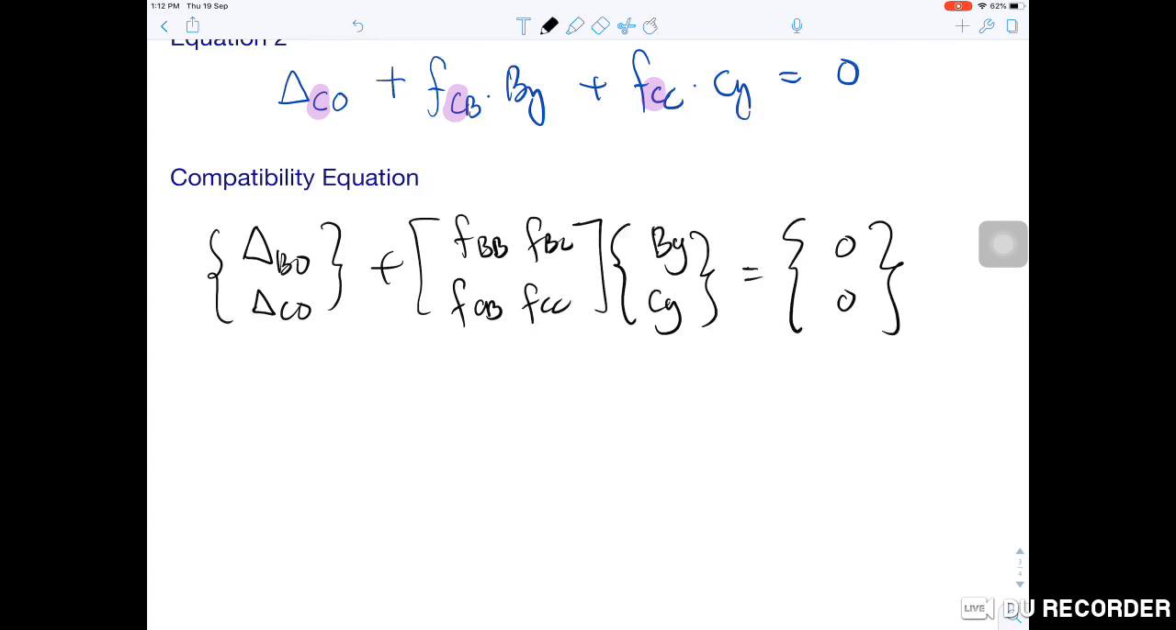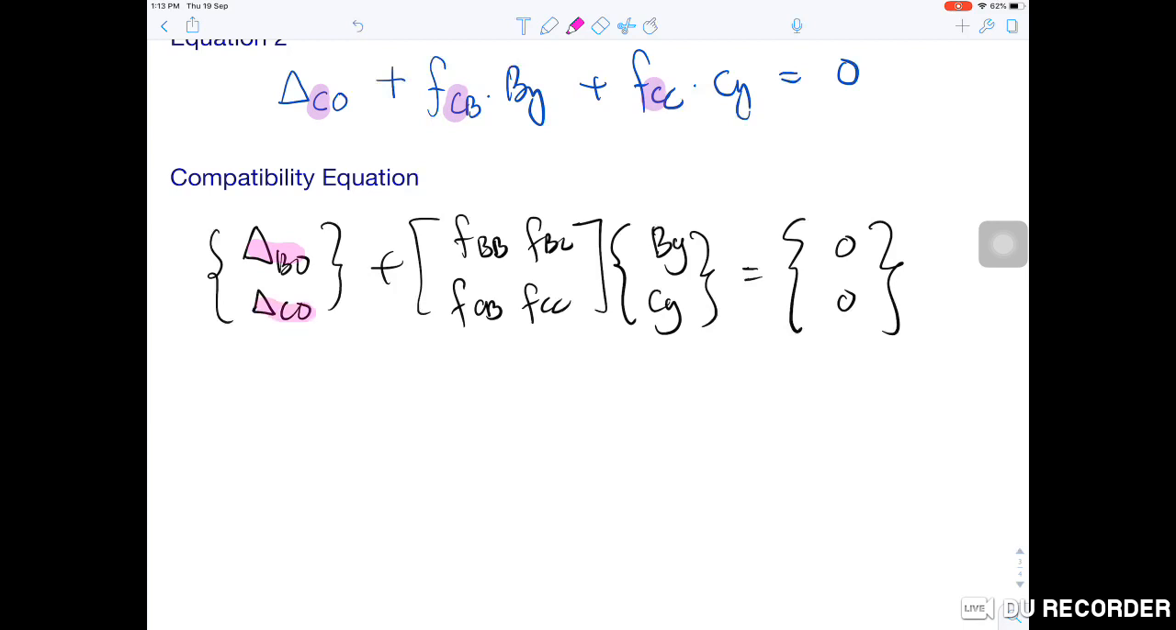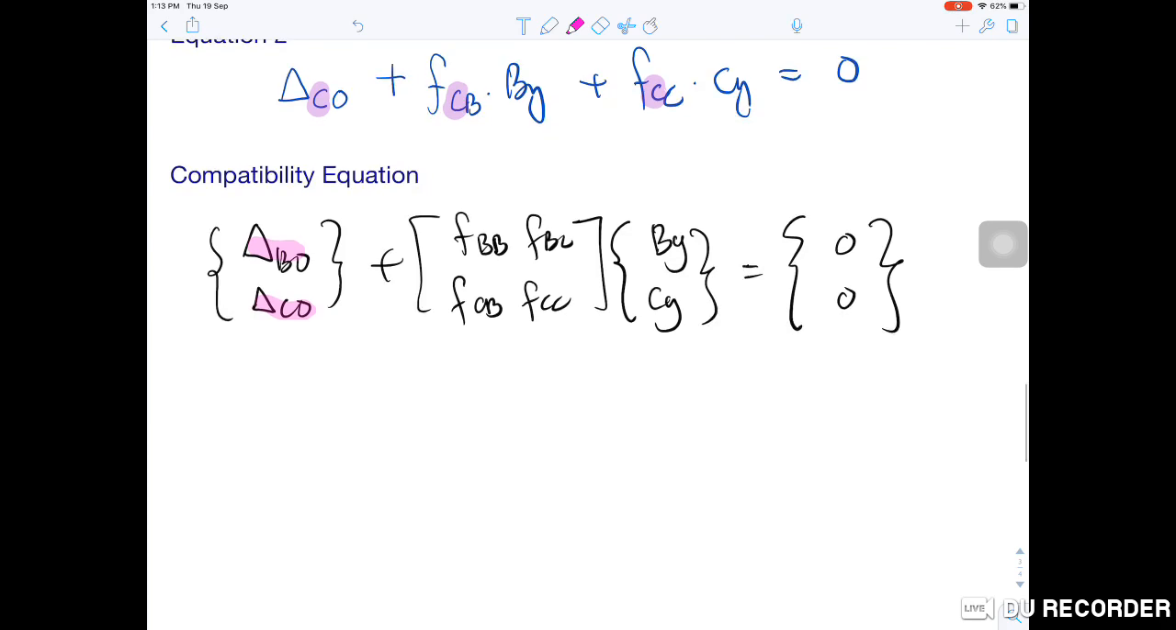Delta B naught and delta C naught here represent the two displacements in the primary beam. FBB, FBC, FCB, and FCC, in this form, is called the flexibility matrix.